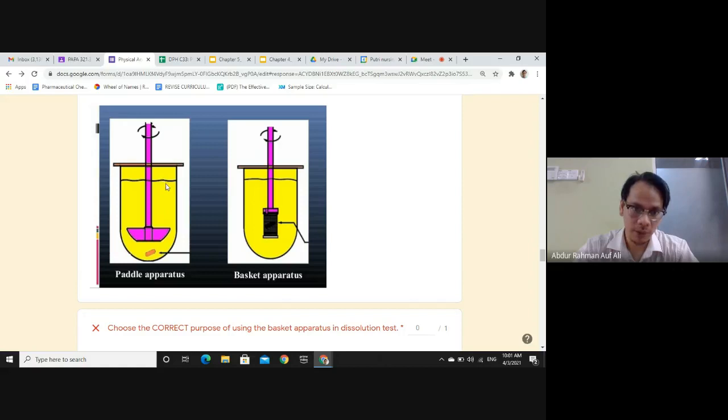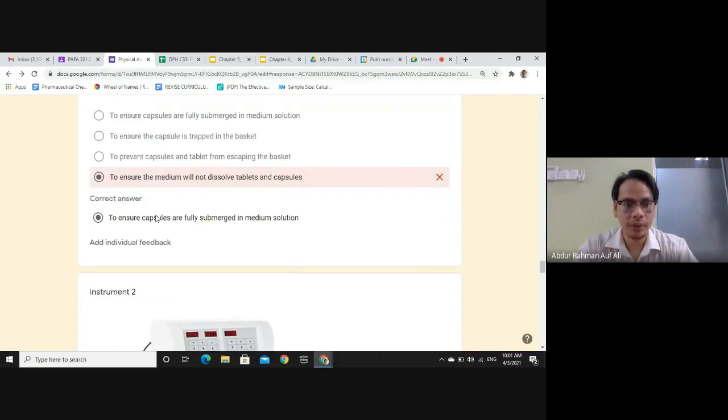So kalau capsule tak boleh larut, kita guna basket. Kita masukkan dia dalam basket ni. Basket ni macam basket, dia ada jaring-jaring, small mesh. Bila dah larut, dia akan keluar from this basket. Dia akan go everywhere. Dia akan rotate, dia akan kacau. So dia akan dissolve better berbanding kalau dia duduk dekat atas. So the purpose is to ensure capsules are fully submerged, rendam sepenuhnya dalam medium solution.